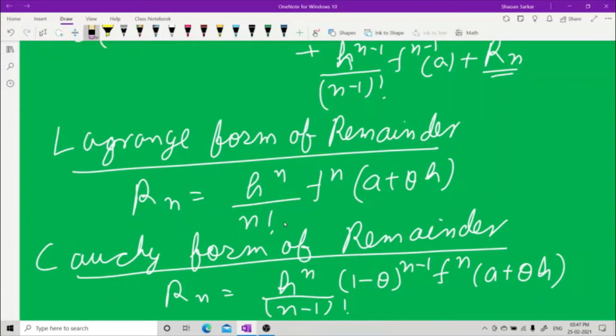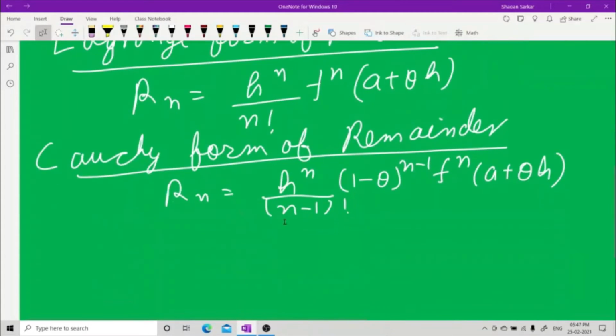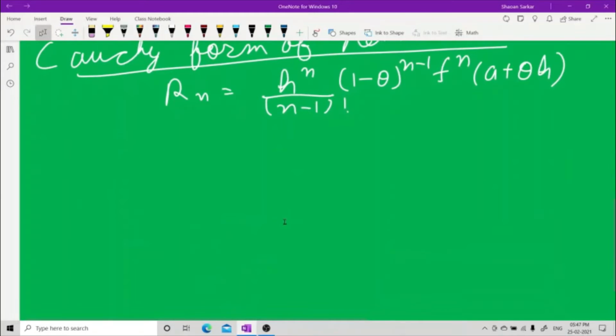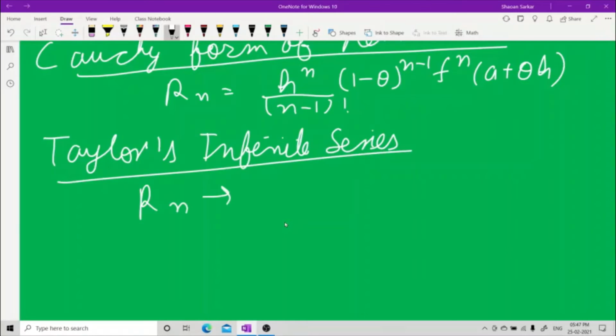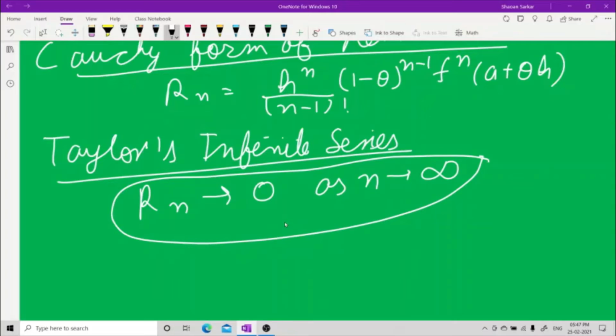Now we will see the Taylor's infinite series. The concept is very simple. You just need to remember this: Rn tends to 0 as n tends to infinity. This is the most important point that you need to write.